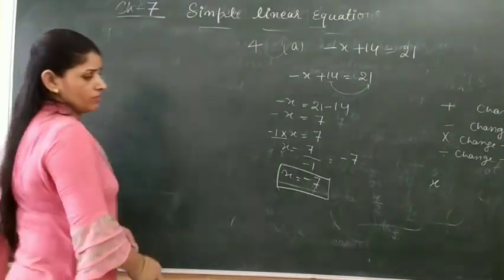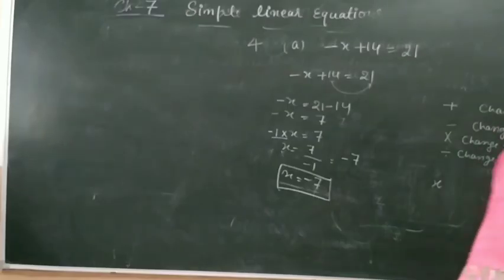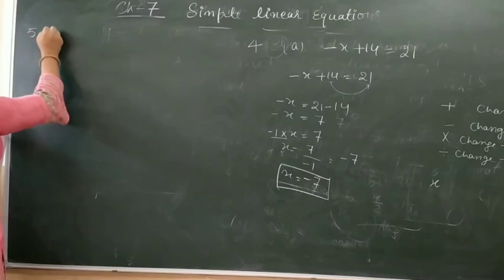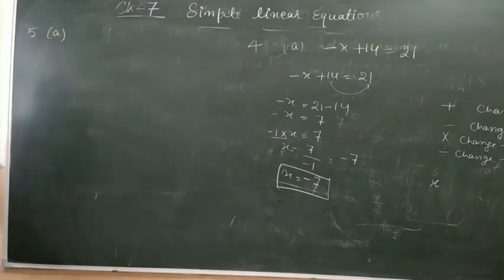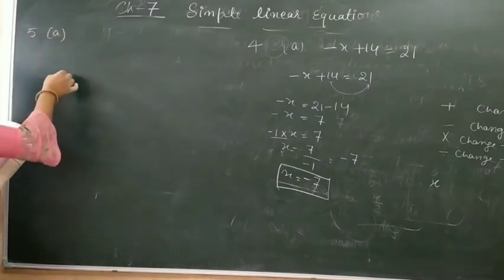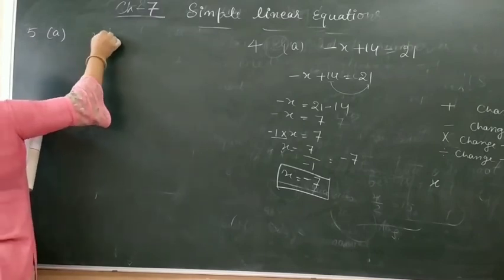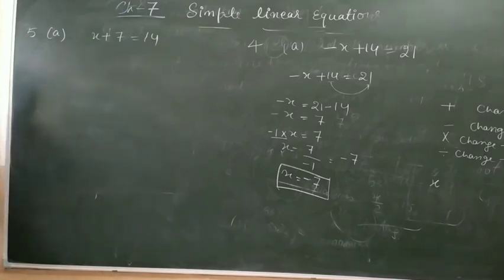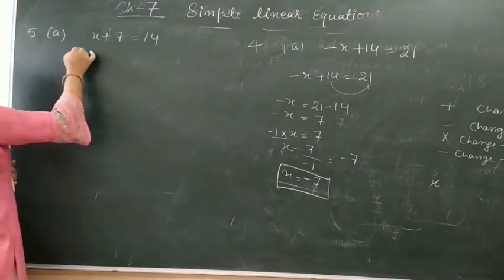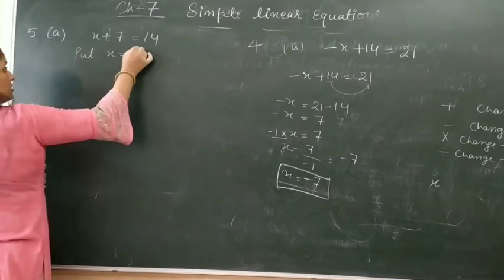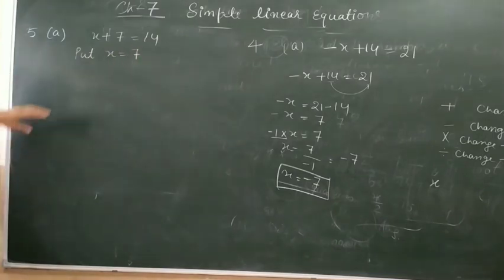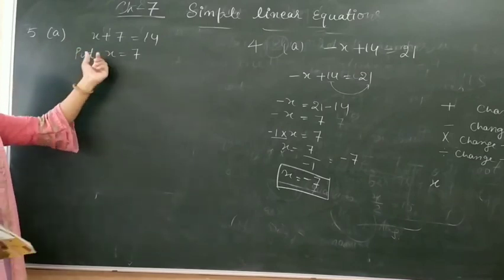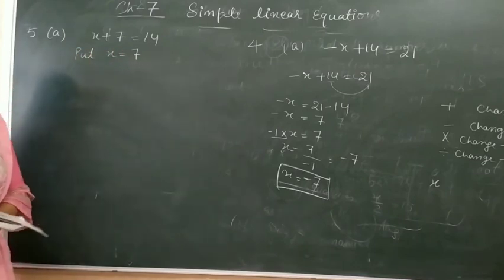Question number 5. A. 7 is the root of x plus 7 is equal to 14. X plus 7 is equal to 14. 4x is equal to 7. If 7 is the root of the given linear equation, then if we put x is equal to 7, then LHS is equal to RHS.